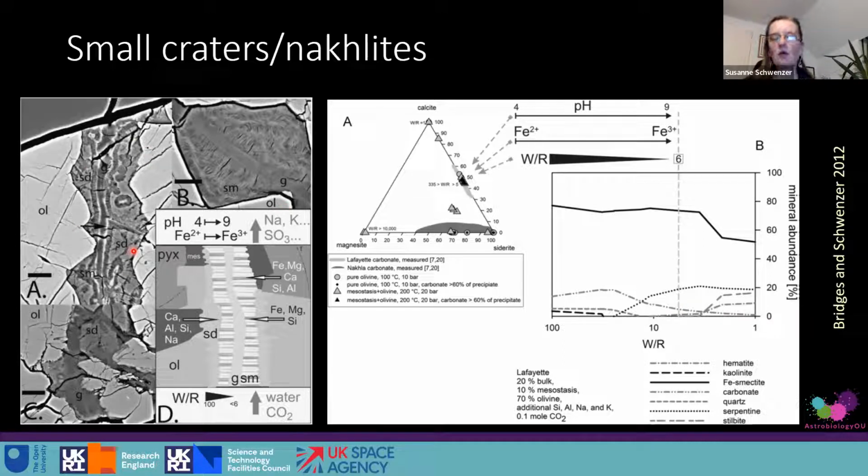And that then would, of course, give you a much better handle on the details of the fluid and the fluid evolution, of which I've just pulled out the iron and the pH here, which is actually around 9 at the end, and mostly iron 3+ because the iron 2+ is found in the minerals.